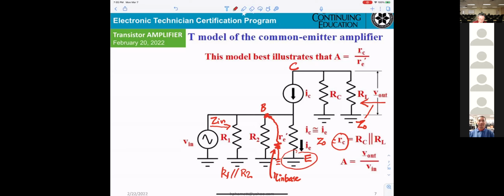Okay, so basically Z in is R1 parallel R2 parallel R in base. That means three resistors in parallel. Okay. So the next meeting, we will go into calculation.